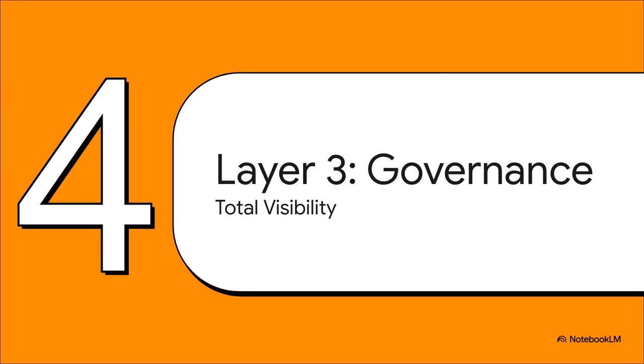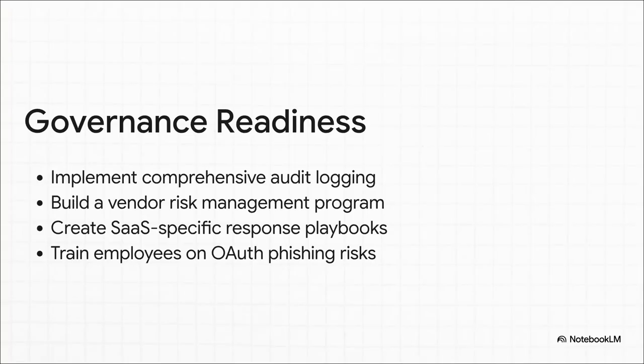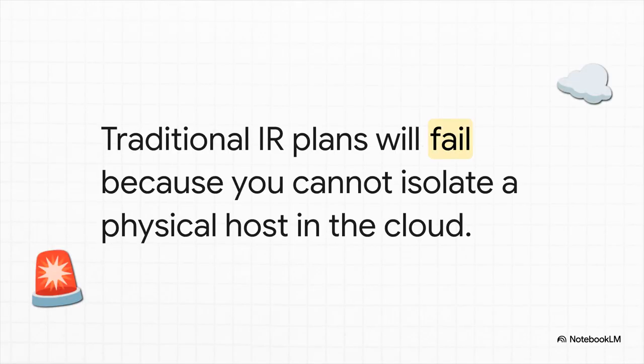Section 4. Layer 3. Governance and Readiness. Pivoting from setting up defenses to total visibility, remember this golden rule. You cannot protect what you cannot see. You need centralized audit logging across your critical apps, tracking who logged in and especially who exported large amounts of data. You also need a mature vendor risk program. You really have to evaluate the security of a third-party vendor before you sign the contract and keep monitoring them continuously afterward.